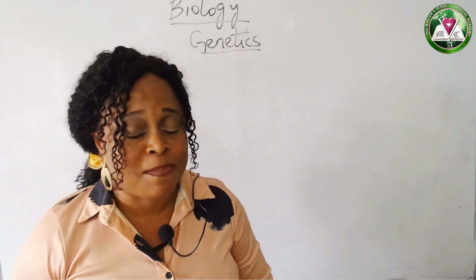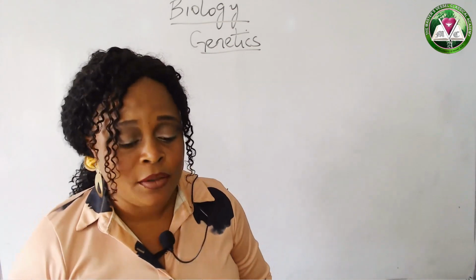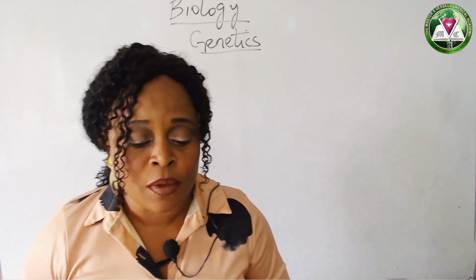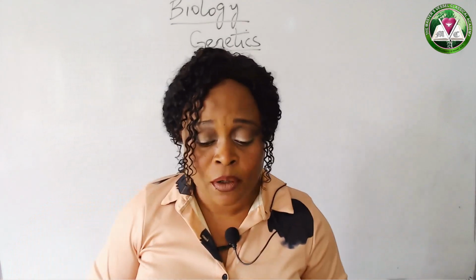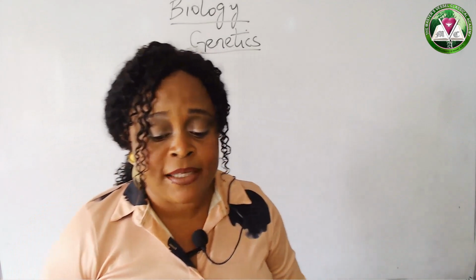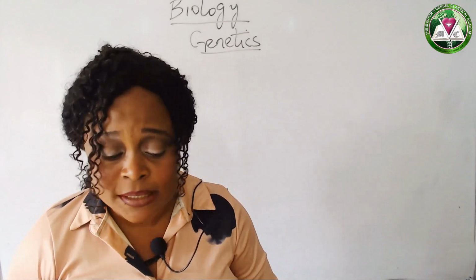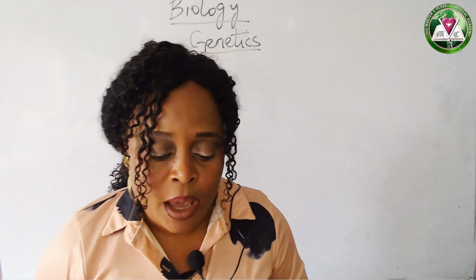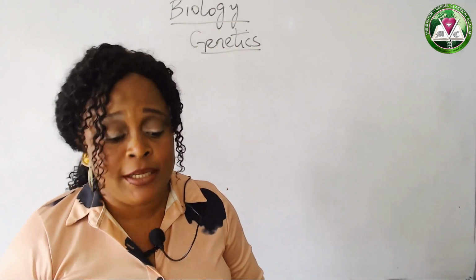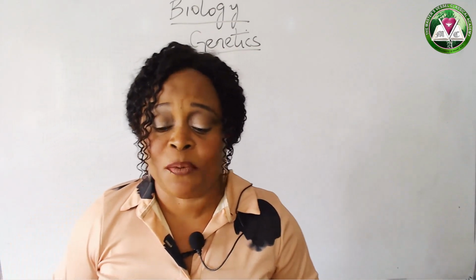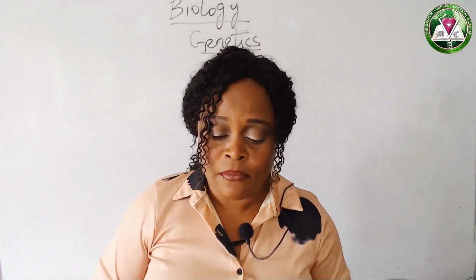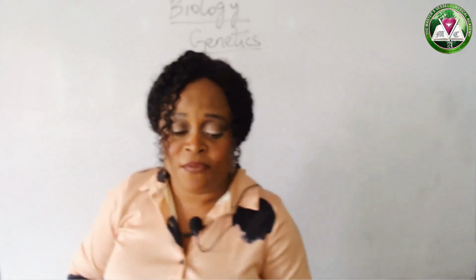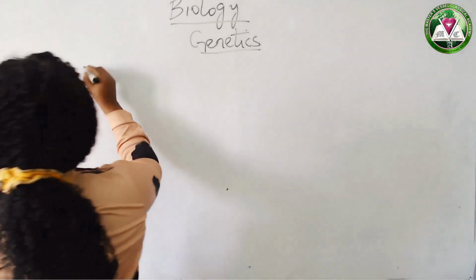By the end of this particular lesson, you should be able to, one, state the functions of the DNA; two, explain segregation of genes at meiosis; three, explain probability in genetics; and then state the principles of probability. So let us start first with the functions of the DNA.